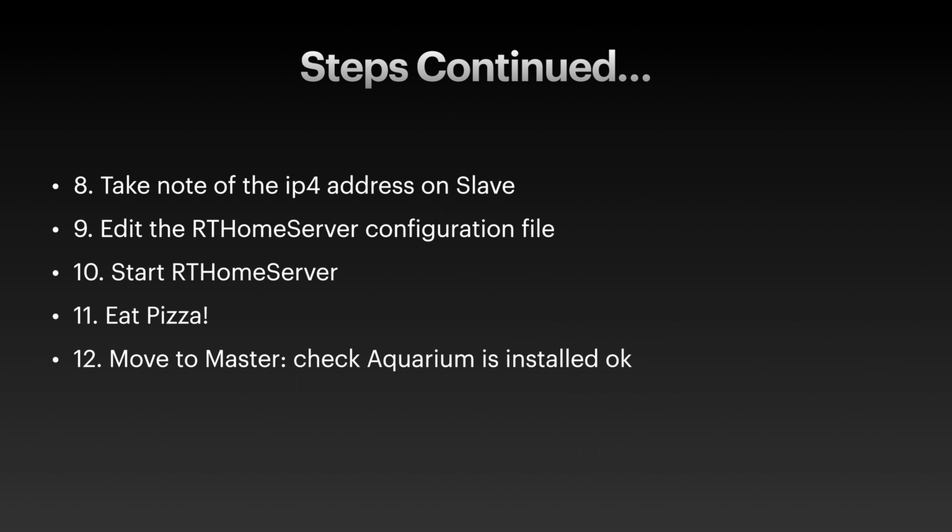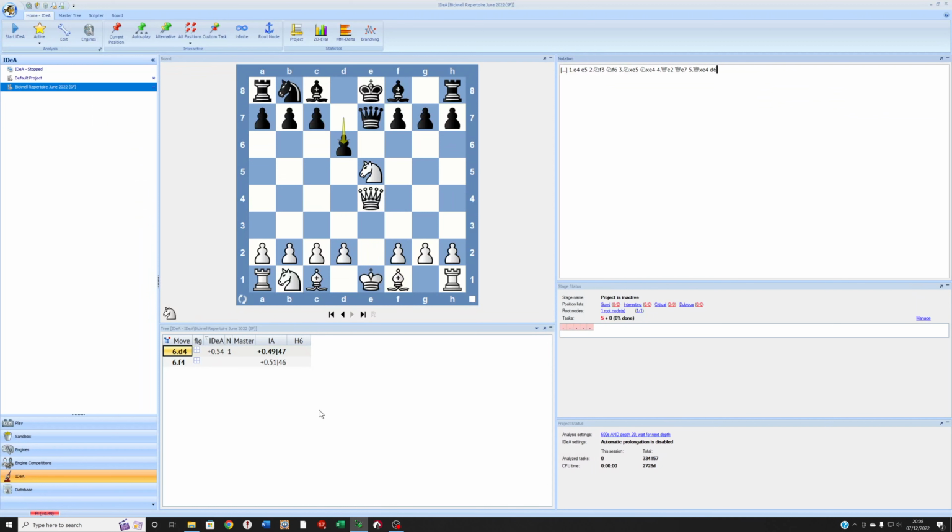Step 12. Move to the master computer and check Aquarium is installed and running OK. Step 13. Add remote UCI engine. So now we want to add the engine to Aquarium on the master.